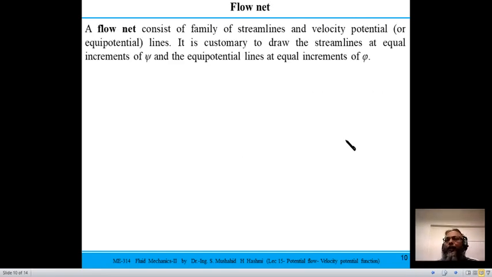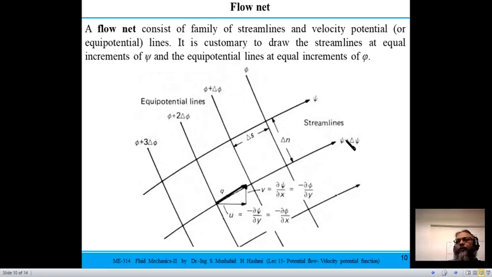Okay, so a flow net consists of the family of streamlines and the velocity potential lines. Another name for velocity potential lines is equipotential lines. This comes from the background of electrical systems, where the potentials along a line are the same, so we call it equipotential. The voltage is the same, so we use it.